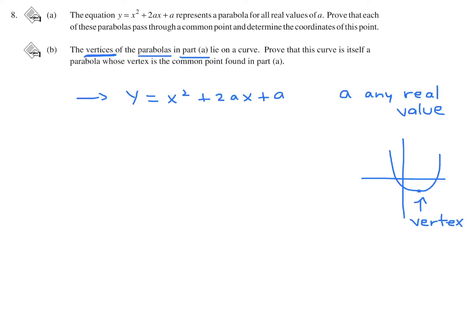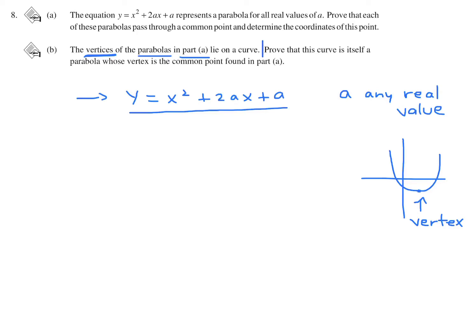The vertices of this parabola lie on a curve. So let us just concentrate on that part. Let's not go forward. Let's concentrate on that sentence and understand it and do it, and then we'll move forward. So the vertices of all of these parabolas for a equals 1, 2, 3, whatever, lie on a curve. All right, so first we need to concentrate on what the vertex is. Okay, so how do you do that?